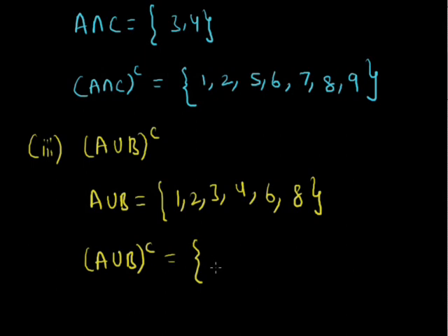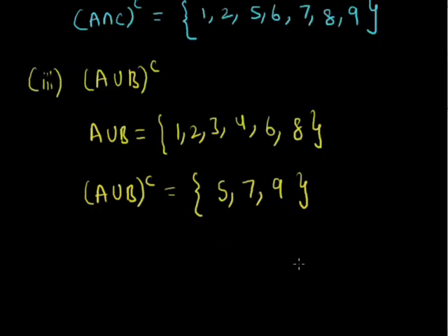So A union B contains the elements 1, 2, 3, 4, 6 and 8. So these are the elements which are there in A union B, and now we need to remove these elements from the universal set. So accordingly we'll get the elements as 5, 7 and 9. So these are the elements which are there in set A union B's complement. This is what we mean by A union B's complement.